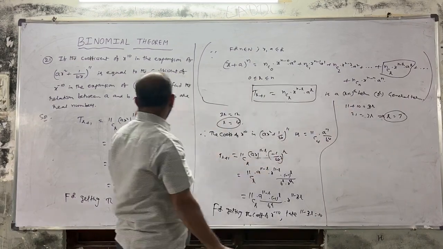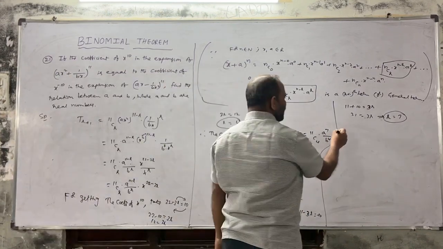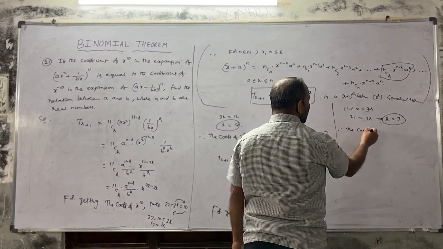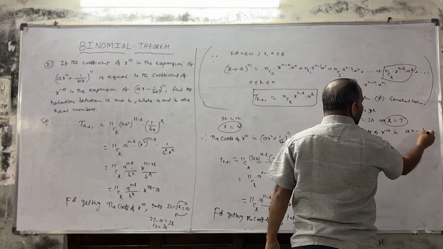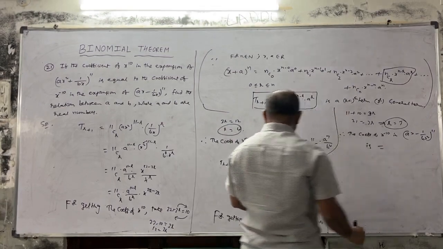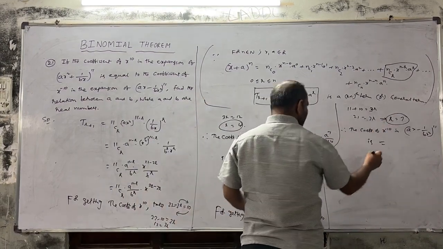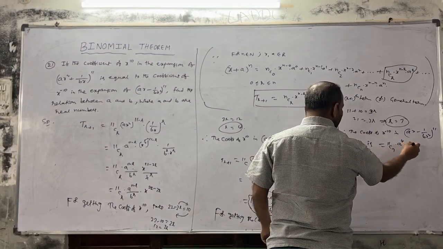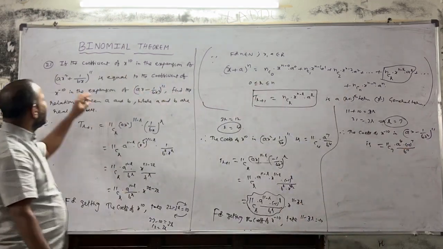So here is the small correction in the problem: it is bx square. So we got r value 7. Now the coefficient of x power minus 10 in the second binomial expansion, (ax minus 1 by bx square) whole power 11, is equal to, with r value 7, 11c7 into a power 4 into minus 1 power 7 divided by b power 7.